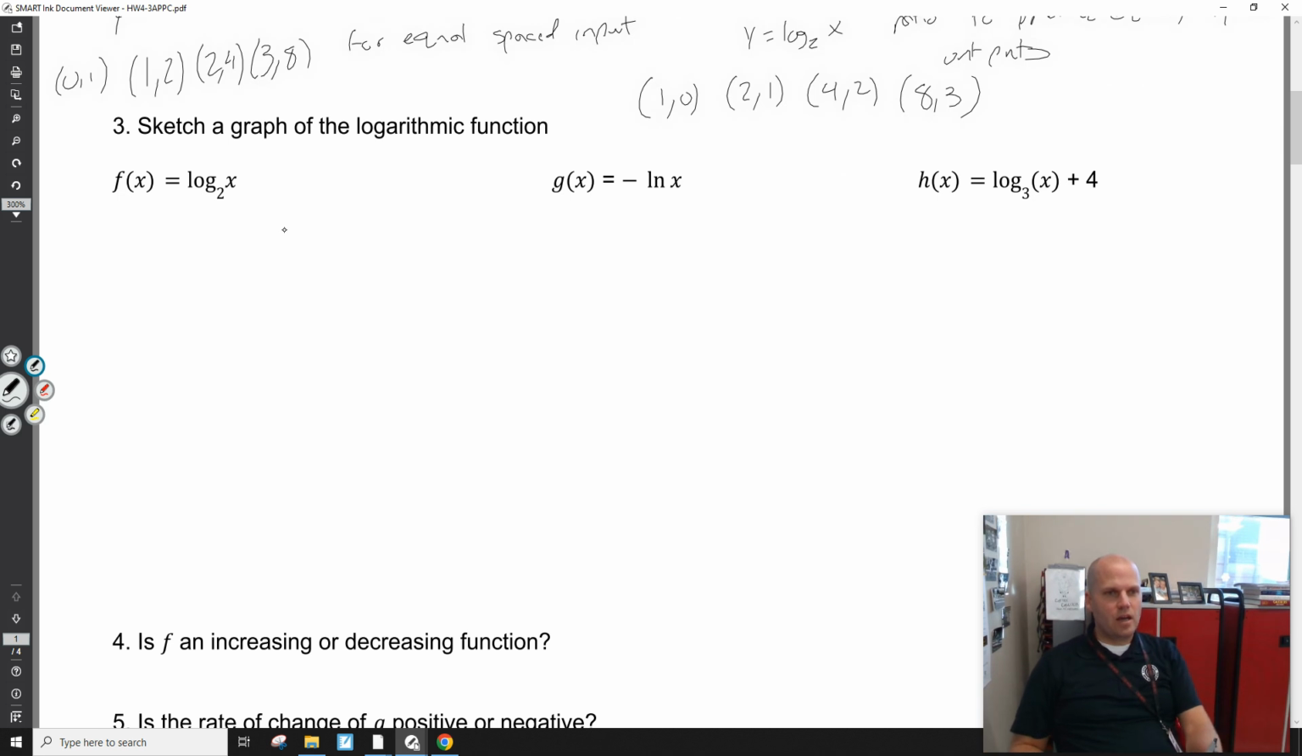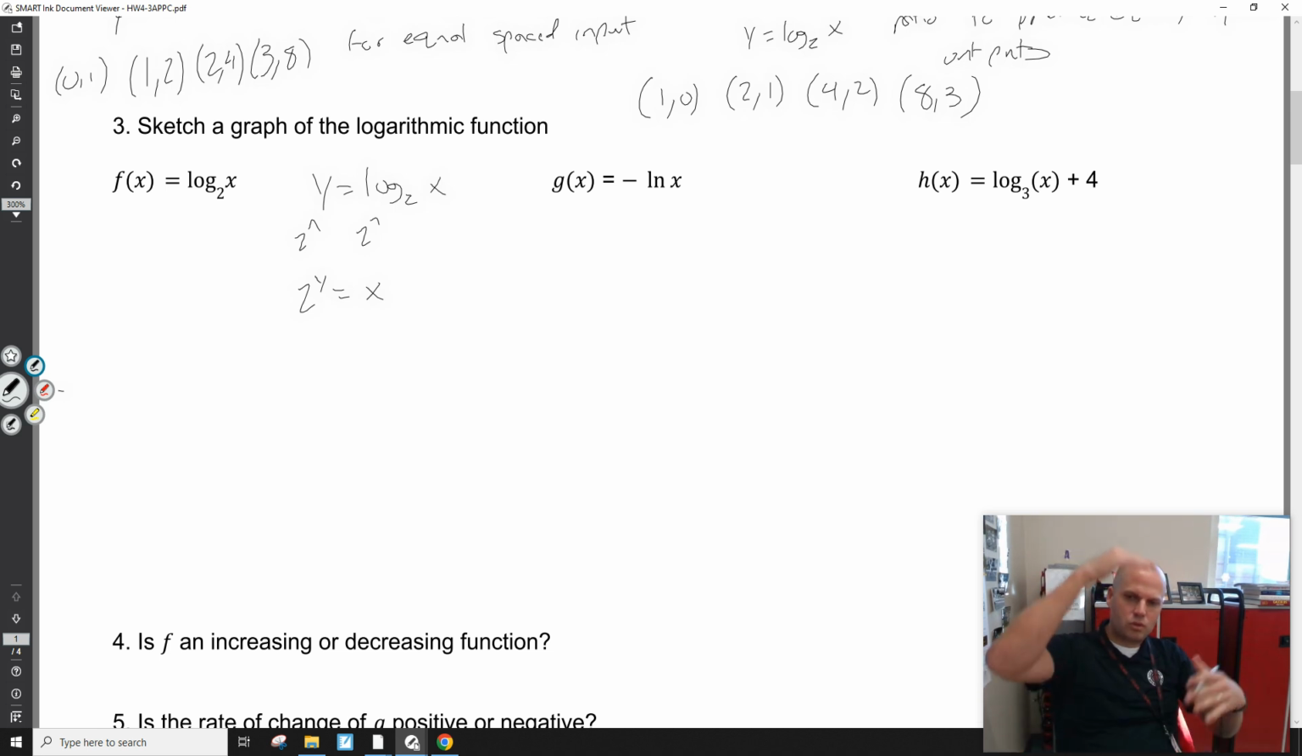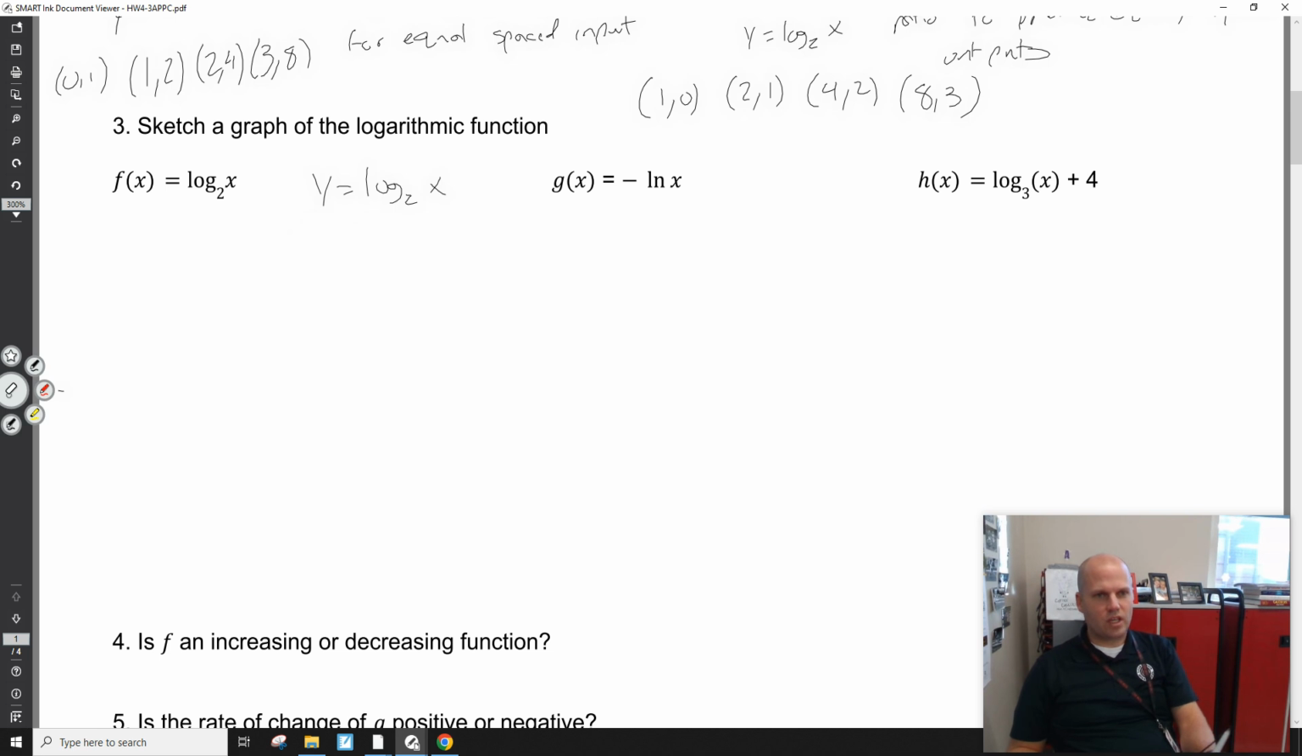Some things you've got to know. It's probably easier. The best way I like to understand logarithms is to understand its inverse. So log base 2 is the inverse of 2 to a power. 2 to the x is the inverse of log base 2.